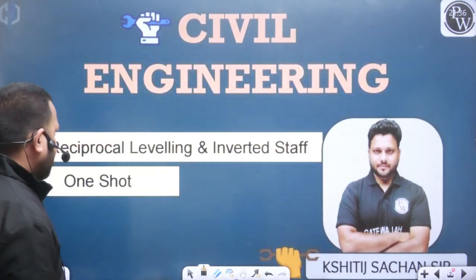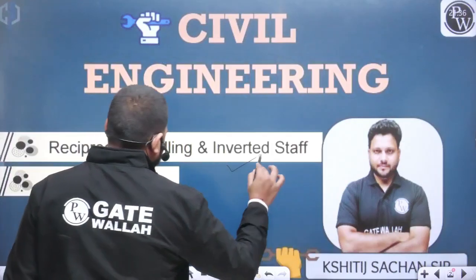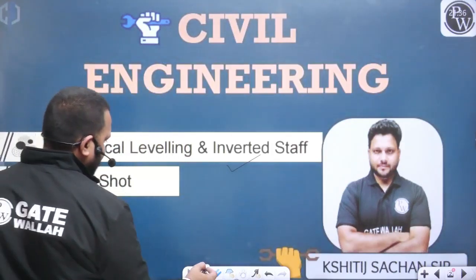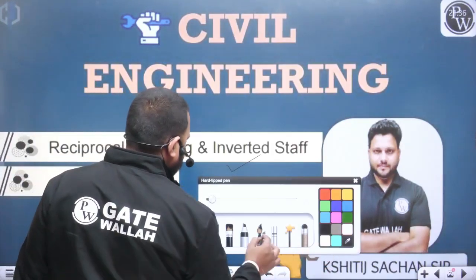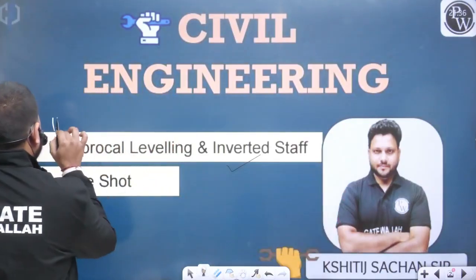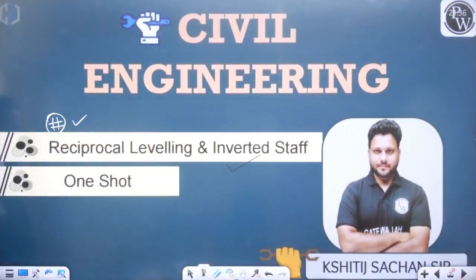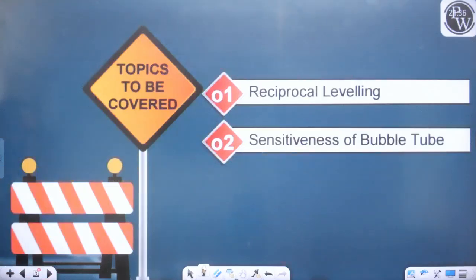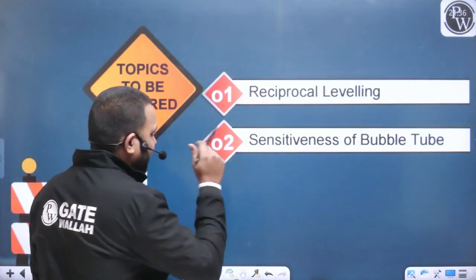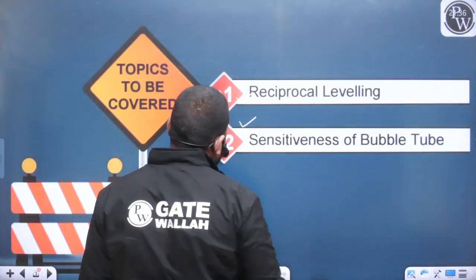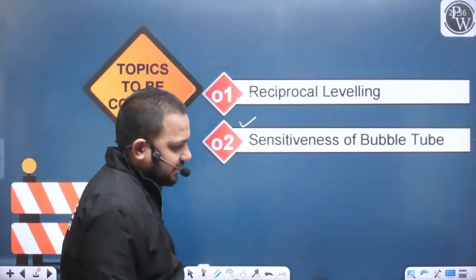We have already covered the inverted staff topic. In this lecture we will talk about a very important concept, and that is reciprocal leveling. But before that we will see one more topic. So today's topics will be reciprocal leveling and sensitivity of the bubble tube. These two topics we will discuss.